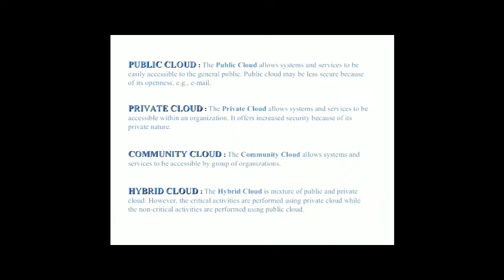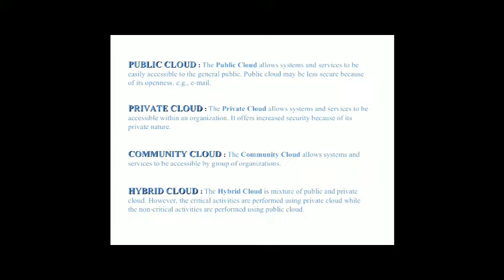Our first definition is of the public cloud. The public cloud allows systems and services to be easily accessible to the general public. The public cloud may be less secure because of its openness. An example of a public cloud is email. Then the private cloud allows systems and services to be accessible within an organization. It offers increased security because of its private nature. This means the resources of a private cloud are used only within the organization, while in a public cloud the resources are publicly available.